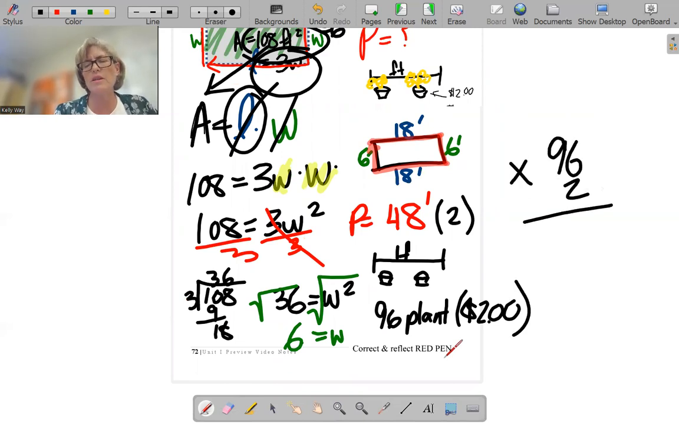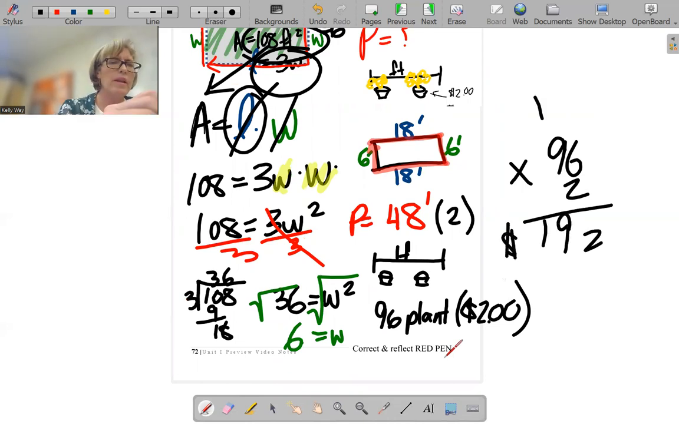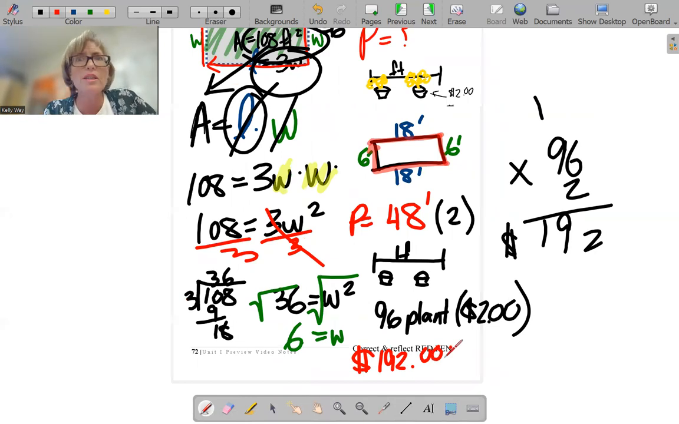You should have done 96 times 2. And your plants for the border are going to cost $192 even, without considering tax. You'll have to add close to 10% because you live in California and not Nevada, but we're not going to worry about tax at the moment.